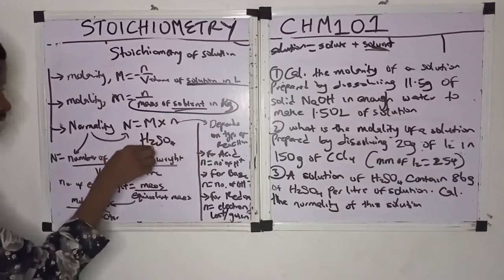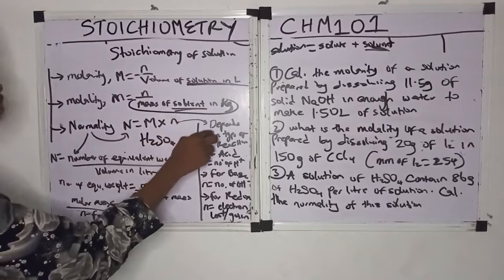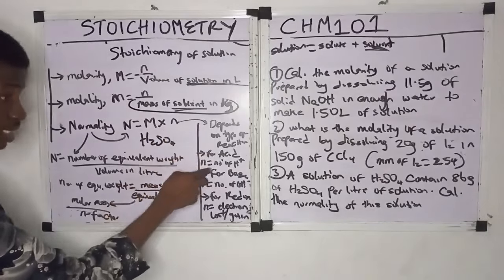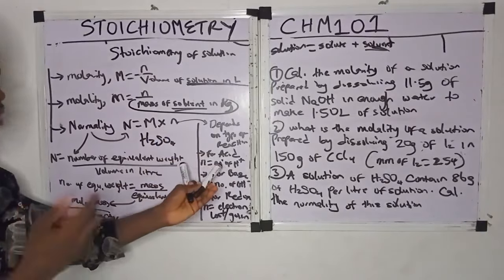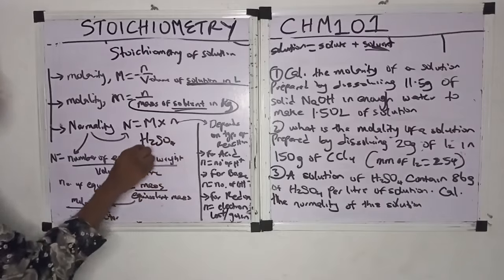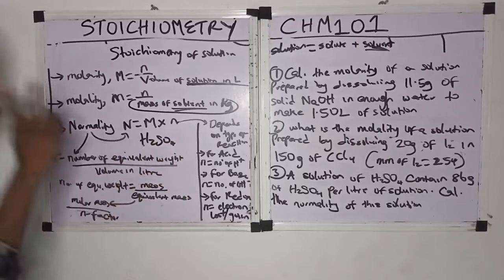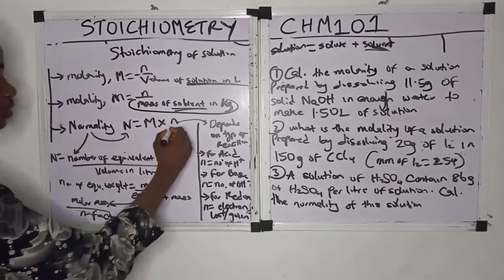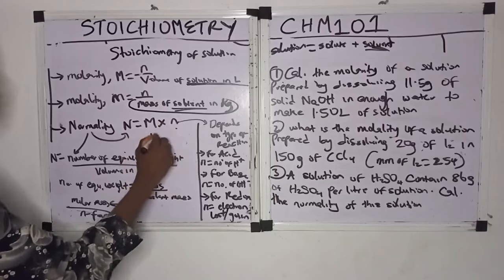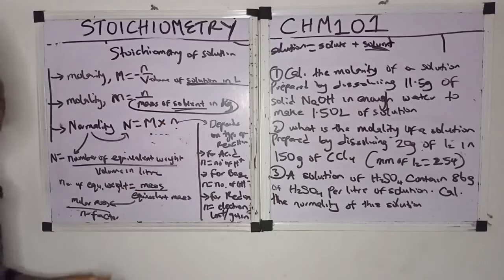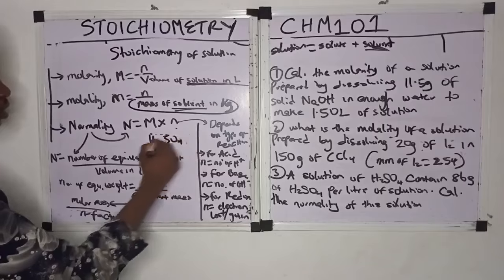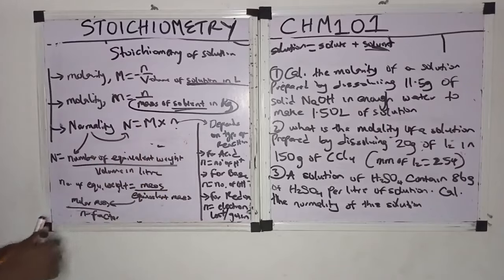Now, this is an acid, and n depends on the type of reaction. If it's an acid, n is the number of hydrogen ions. For H2SO4, how many replaceable hydrogen ions are there? 2. So for an acid like H2SO4, n will be 2. For hydrochloric acid, n will be 1. For HNO3, n will still be 1 because HNO3 has one replaceable hydrogen ion. For H2SO4, n will be 2.